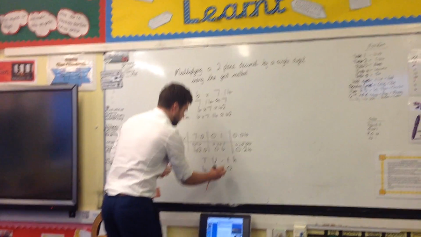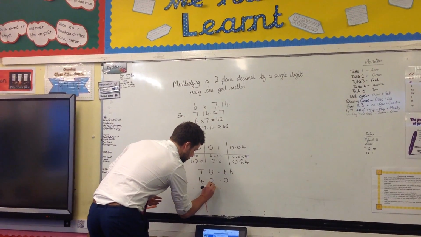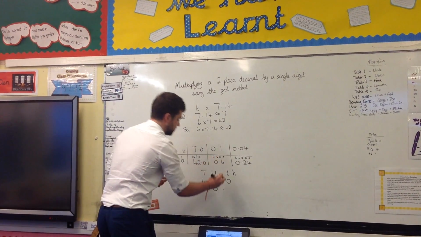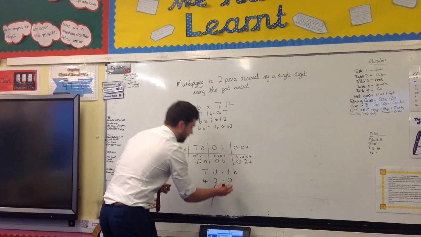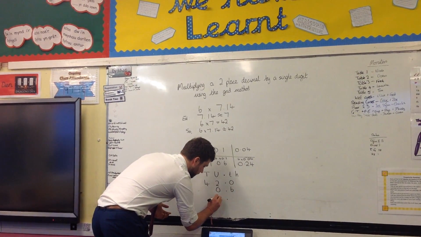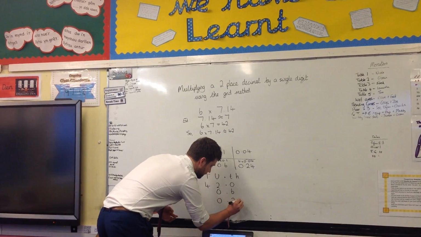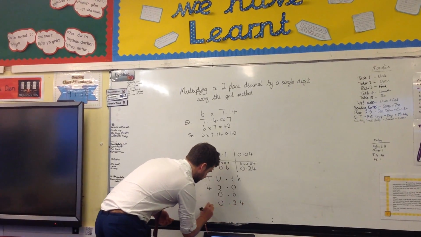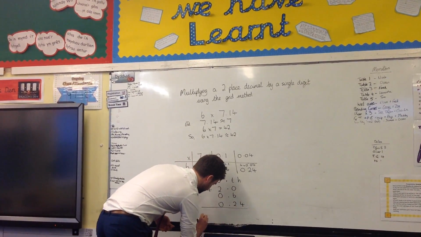0.6, we can see our decimal point, we line it up, the 0 is in the units column, which leaves us with 6 tenths. And finally, 0.24, if we line up our decimal point again, we'll see we have 2 tenths and 4 hundredths. So we're going to add this up.